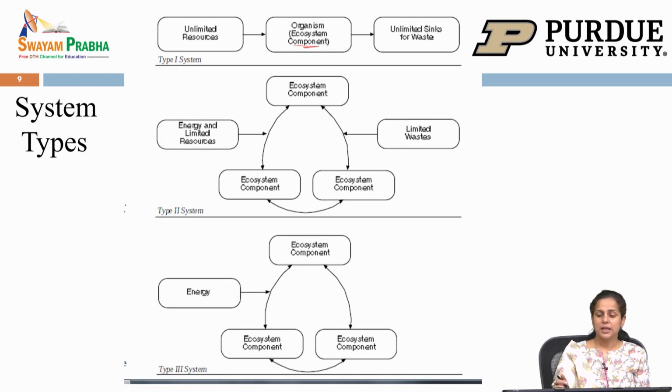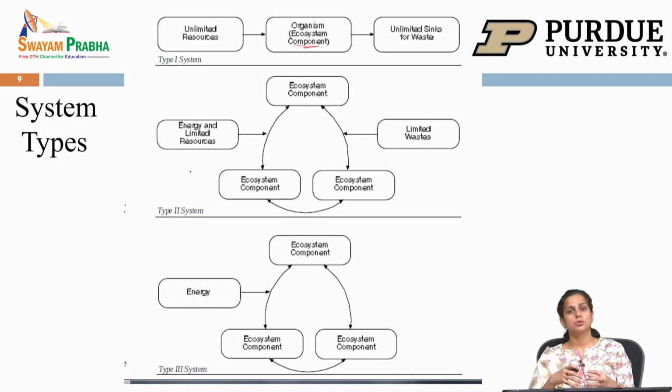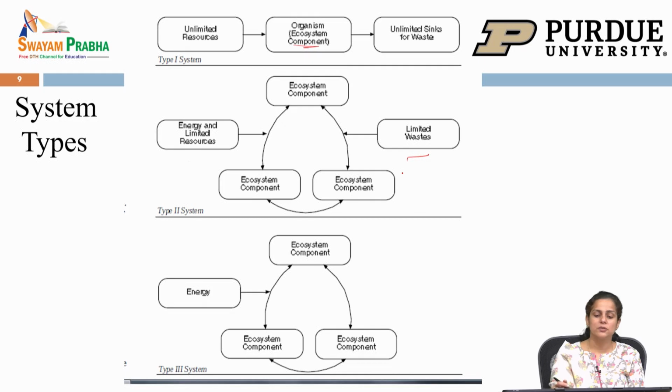In type 2, you can see that you have energy and limited resources, which is where we are today. We know that we have limited resources, we know that we have limited energy, and we are also trying to move towards limited waste. We have different components that are trying to recycle as much as possible without creating additional waste. In the last one, the type 3 system, the ecosystem components, which could be your industrial systems, are completely independent and not dependent for their material requirements or waste disposal on any other external system.